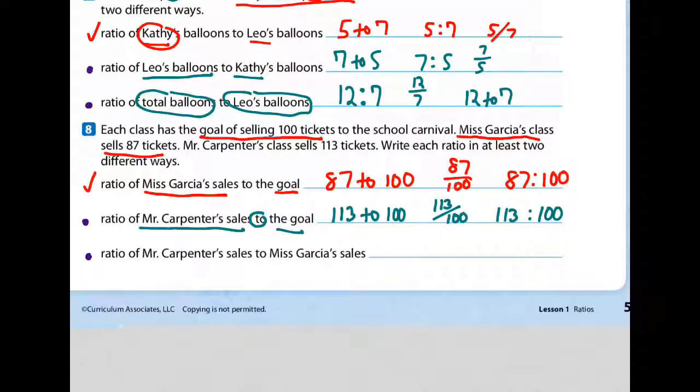And in the third, or the last part, it says ratio of Mr. Carpenter's sales to Miss Garcia's sales. So do you have Mr. Carpenter's sales first? So Mr. Carpenter, remember, it says Mr. Carpenter sells 113 tickets. So the 113 has to be first. And Miss Garcia's sales has to come second. So it says Miss Garcia's class sells 87 tickets. So your answer is 113 to 87, and have that at least 2 different ways, but I'll write them all 3.